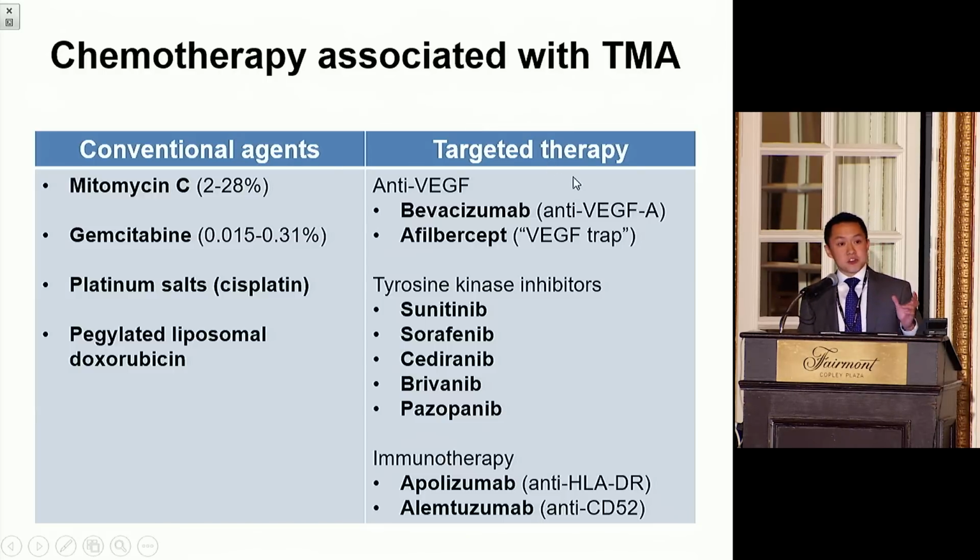There are also these targeted agents, and most of these targeted agents that cause TMA are those that affect vascular endothelial growth factor, or VEGF. These agents are either antibodies against VEGF or tyrosine kinase inhibitors, which also inhibit VEGF activity. The way to remember these tyrosine kinase inhibitors, because there really are a lot of them, is that the suffix of the drug typically has a NIB at the end of it. There have been some immunotherapy drugs that are associated with TMA as well, but the most common ones of the targeted therapy group are the anti-VEGF agents.